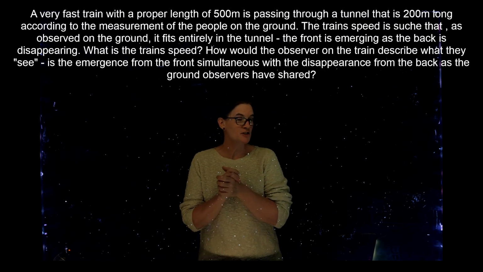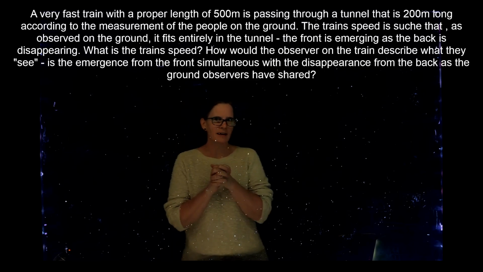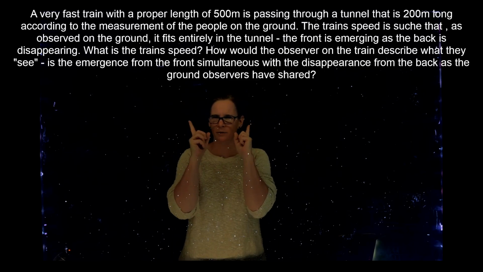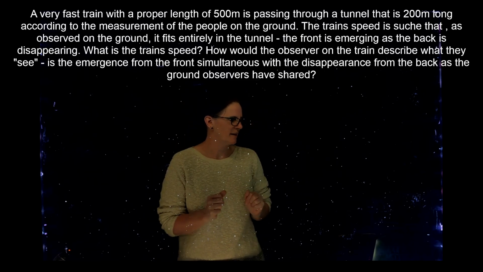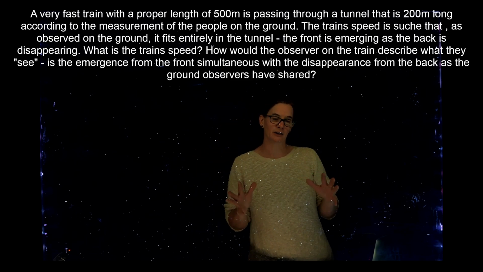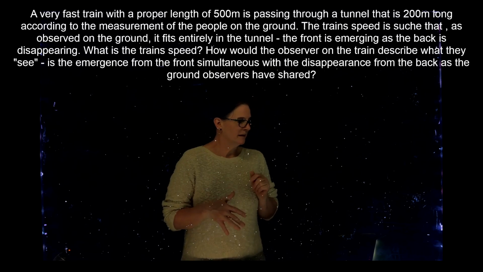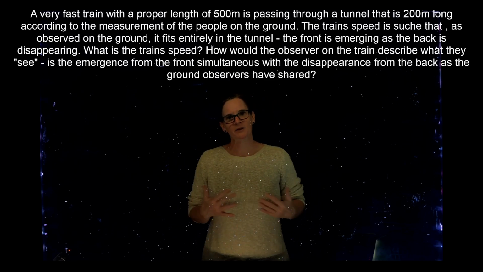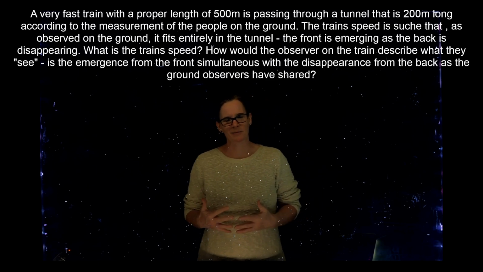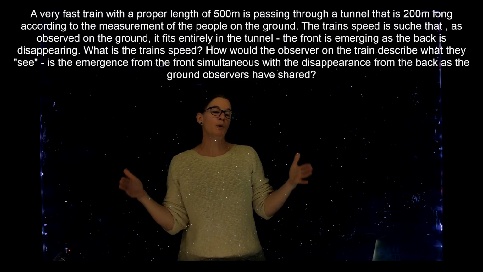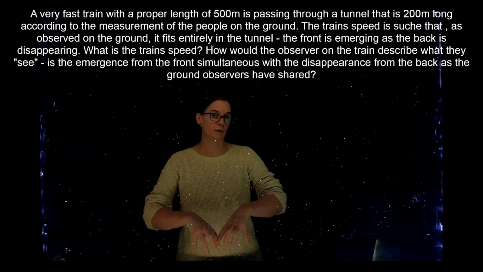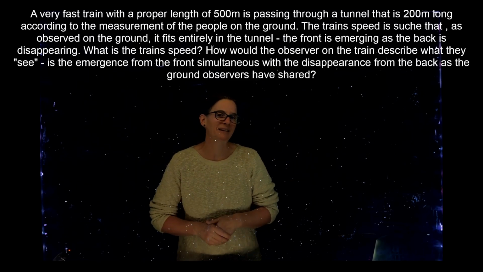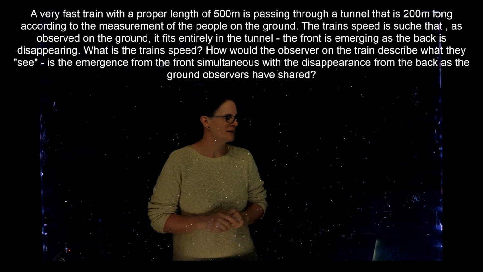A very fast train with a proper length of 500 meters. So there's that word, proper length. Pop it in your head what you think that means. It is passing through a tunnel that's 200 meters long, according to the measurement of the people on the ground. Remember, as we moved into relativity, we had to think about where our measurement was being taken. So the tunnel is 200 meters long according to the people on the ground. The train has a proper length of 500 meters. Think about what that means.